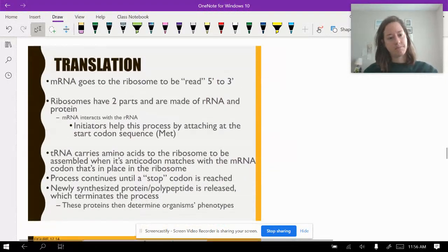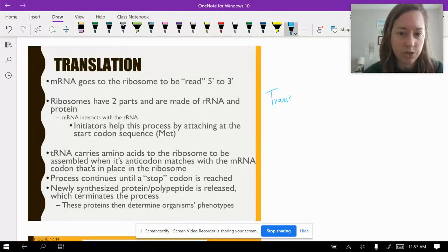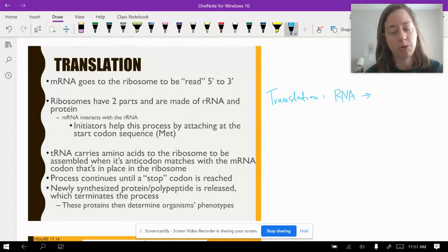All right. So then it's time for the process of translation. Like I talked about, transcription is like you're keeping it in the same language, going from nucleic acid to nucleic acid. In translation, you are translating it into a different language, just like you would be if you were using Google Translate. So, what happens here? Translation is RNA to protein.